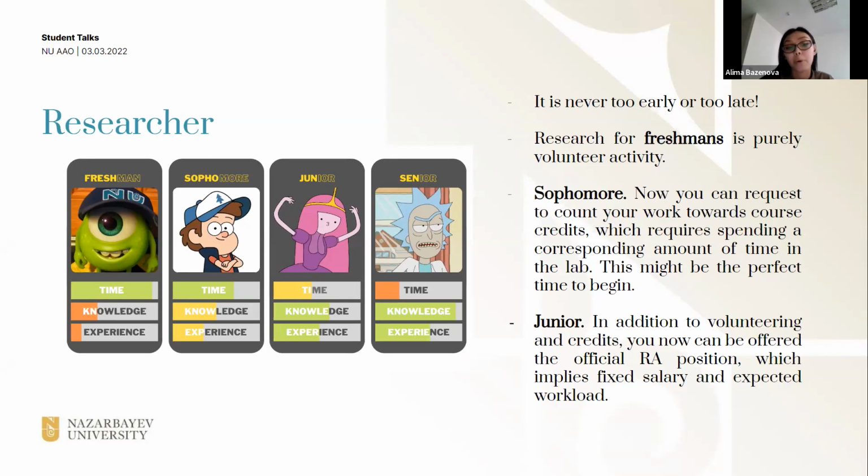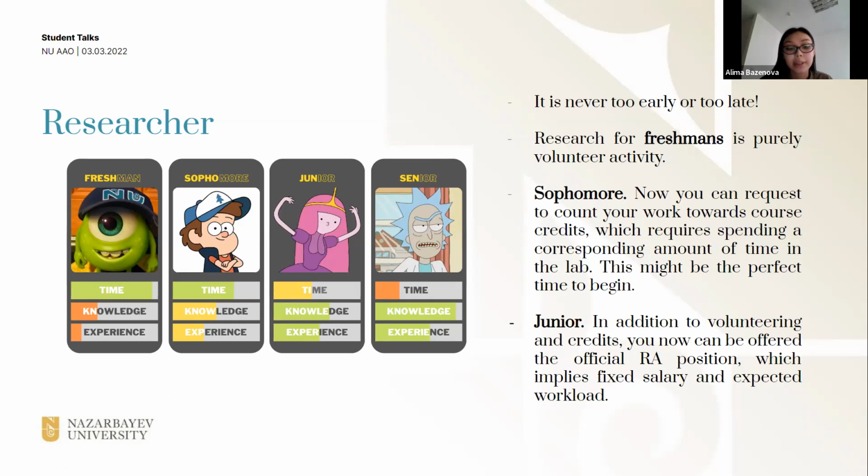Next level is sophomore. It actually corresponds to second-year students. So now you can request to count your work towards course credits, but it actually requires spending a corresponding amount of time. So it means that you will work in laboratory as your professor or principal investigator wants you to work, like for example, 8 hours per week or 10 hours per week. So you should negotiate with your professor.